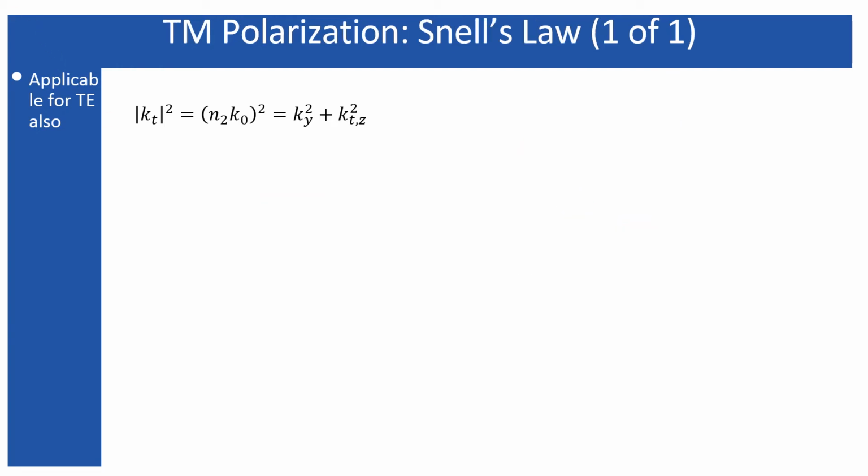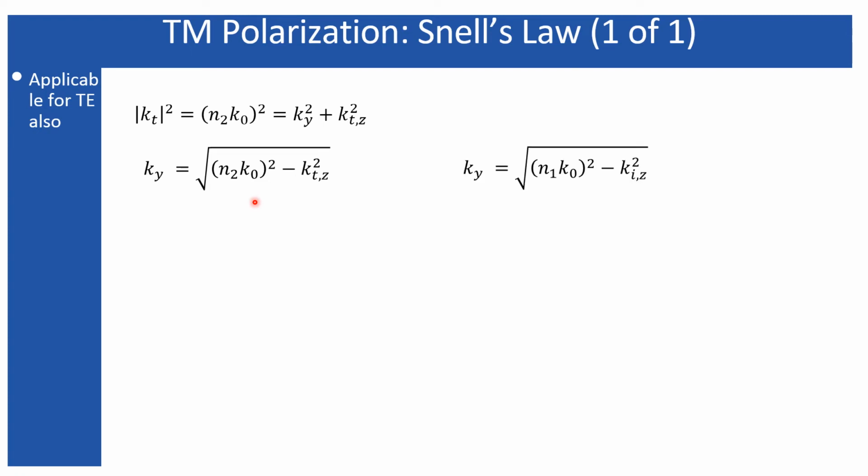Next is Snell's law. This is the expression for the magnitude of the wave vector for the transmitted wave that I have used in my last slide. Here also, from that same equation, I can write the ky component, the component along the y direction, in this way, and in a similar way for the incident wave also I can write the y component in this way. Now, since both of these two y components will be equal to each other, we can equate these two expressions on the right hand side of the two equations.